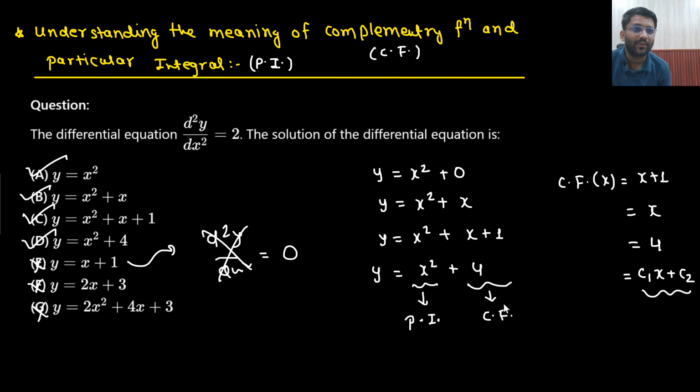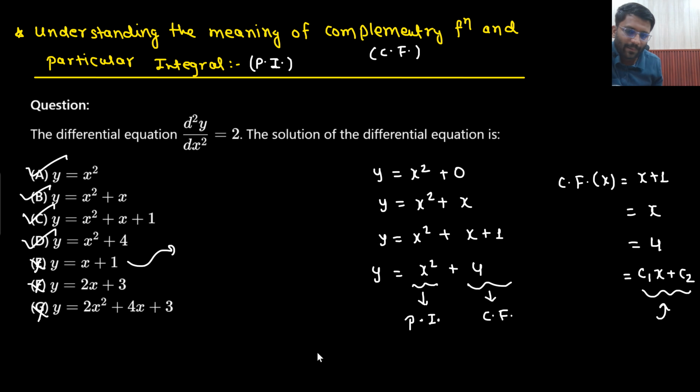Even if it is not present, I don't have any issue. I will still get the correct answer: y equals x square. So this is known as the complementary function. This is your complementary function, but this is your particular integral. Is that understandable to you? So two terms are there, particular integral and complementary function.